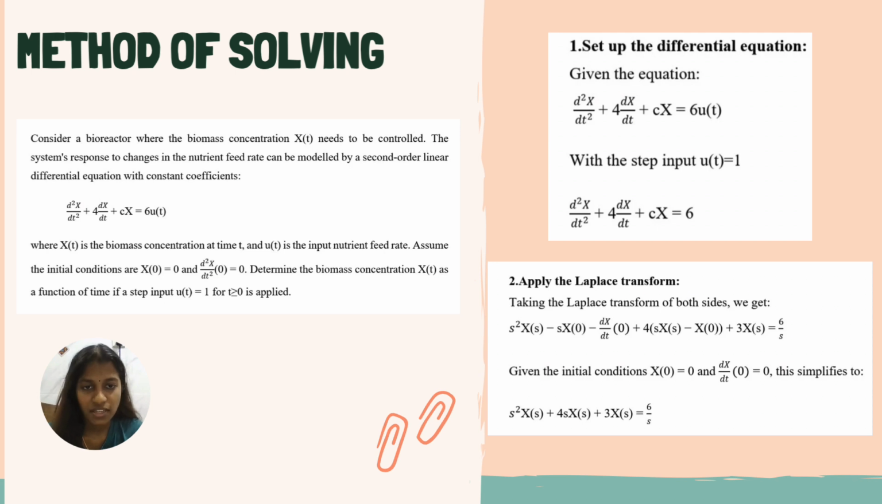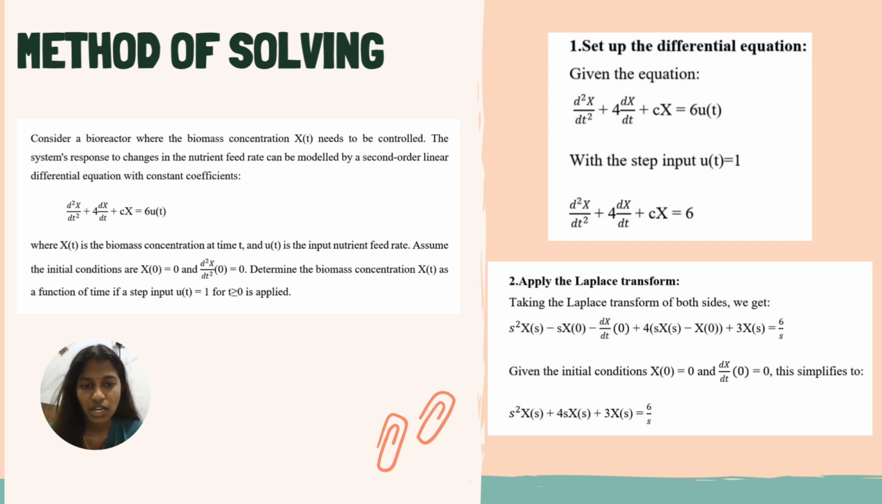So hence the equation will become d²x/dt² + 4 dx/dt + 3x = 6. Second, we will apply the Laplace transform. Taking the Laplace transform on both sides, we will get s²X(s) − sx(0) − dx/dt(0) + 4[sX(s) − x(0)] + 3X(s) equals 6 over s.